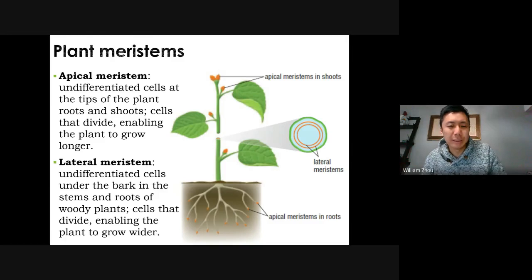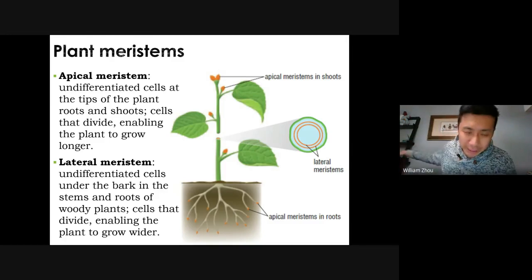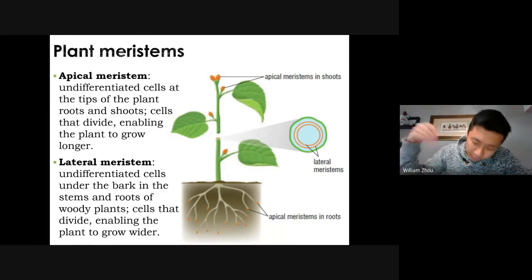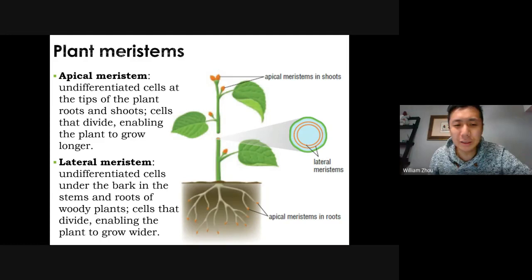Now, if you chop off a plant down the middle, it's not going to grow taller anymore because it doesn't have a meristem there. However, within the shoot, if you chop off the plant and look down at the cross section, you can see little circles. Those little circles are where the lateral meristem are. So those are also meristematic cells. They can also grow, except they don't make the plants taller. They make them thicker.